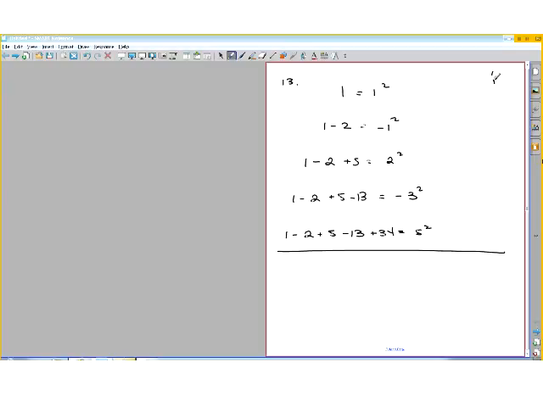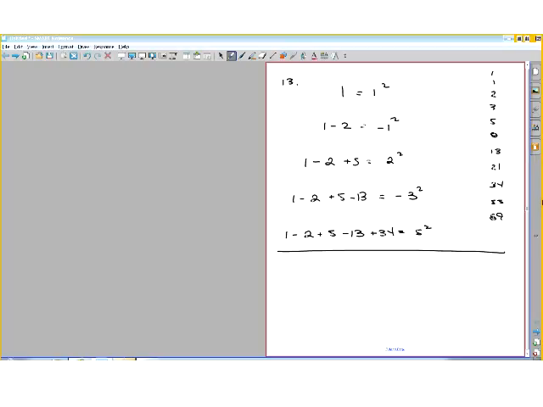So we have 1, 1. 1 plus 1 is 2. 1 plus 2 is 3. 2 plus 3 is 5. 3 plus 5 is 8. 5 plus 8 is 13. 8 plus 13 is 21. 21 plus 13 is 34. And then we get 21 plus 34 is 55. 55 plus 34 is 89. So I think that's far enough to go along.